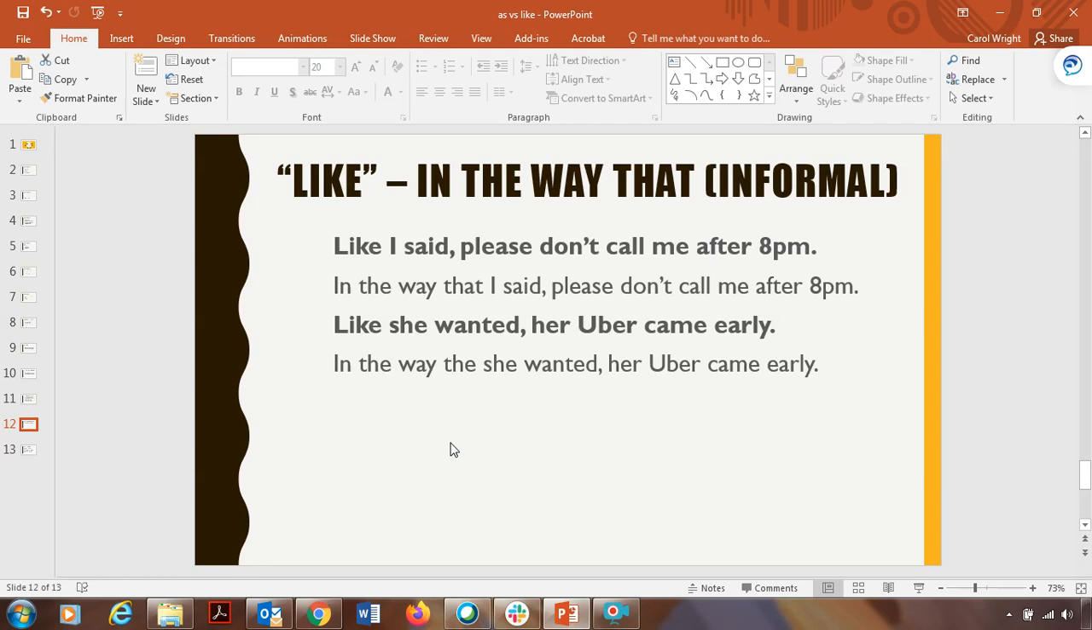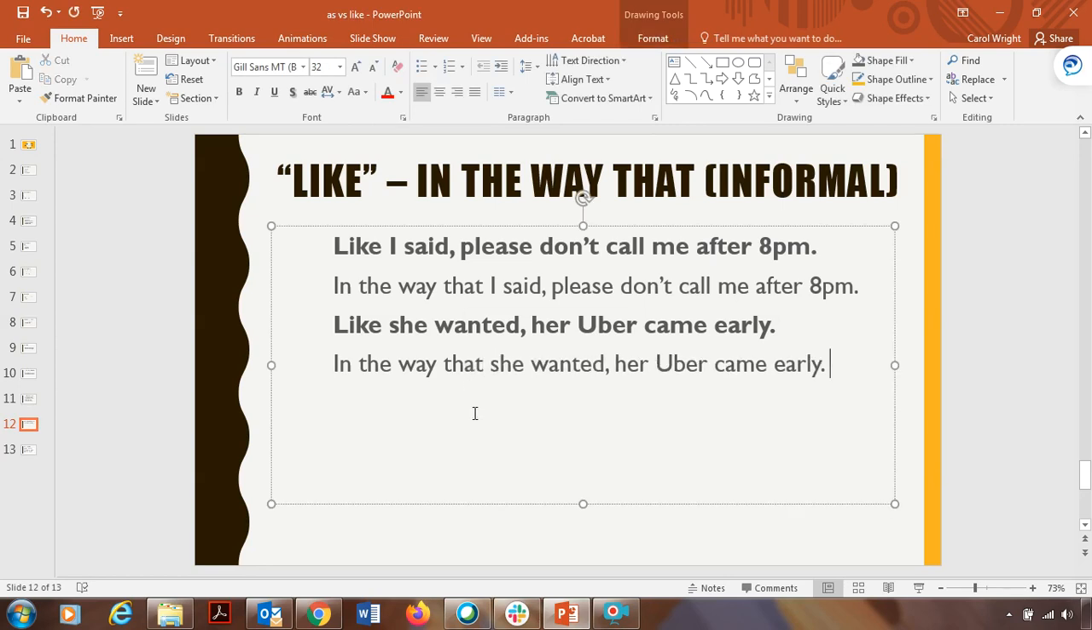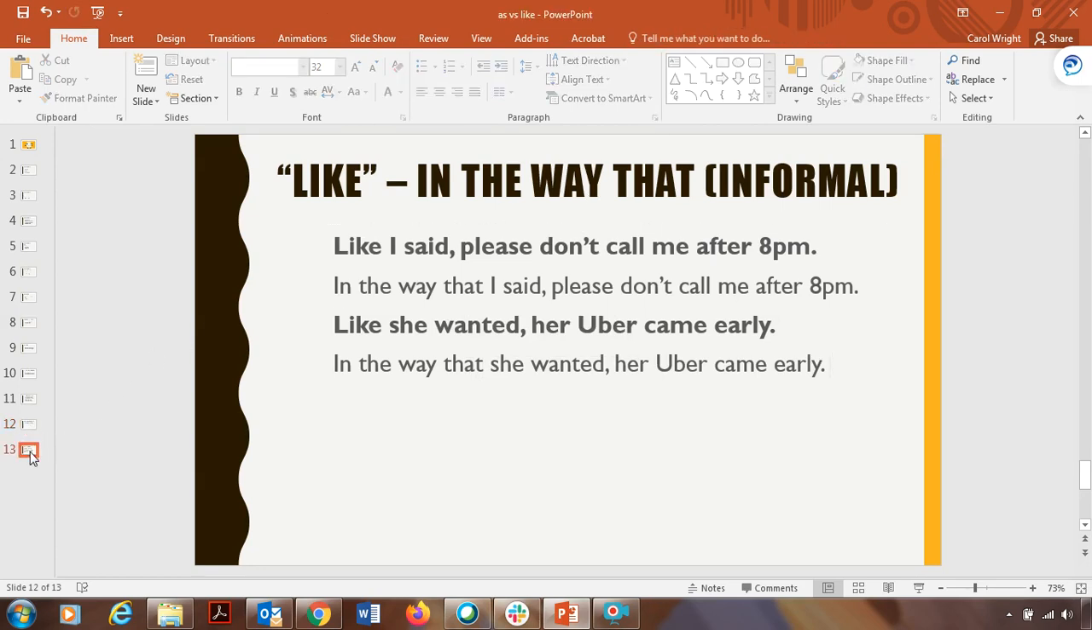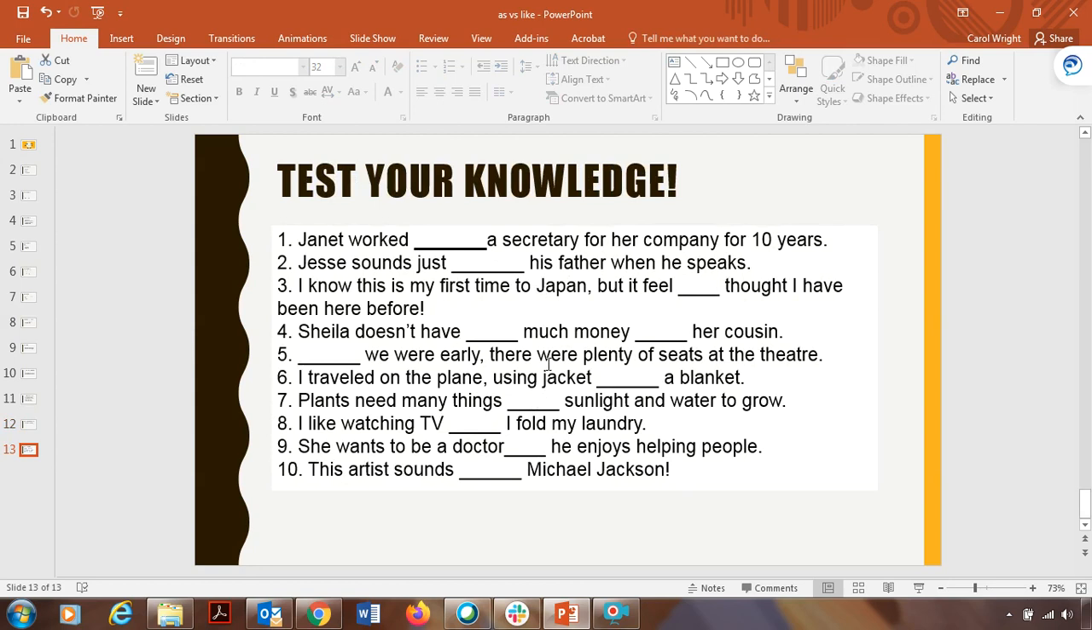Like she wanted, her Uber came early. Okay, meaning in the way that she wanted, her Uber came early. Okay, so like also has a meaning of in the way that, but more informal. Let's do a check on our knowledge by doing this exercise.